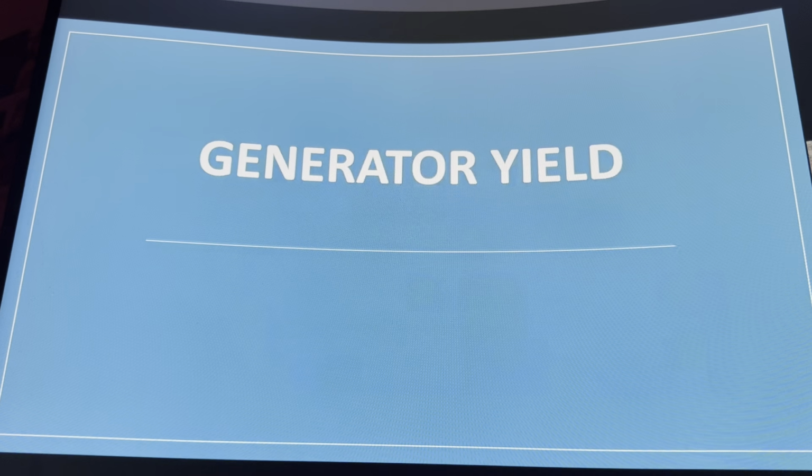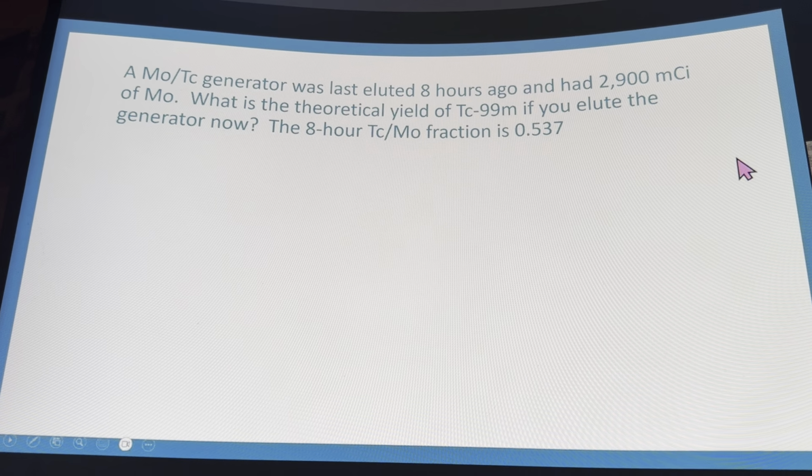All right, let's talk about generators. Generator yield. There's theoretical yield and actual yield. Theoretical is you're looking at this generator and you wonder how much is in there. In theory, there is this much in there. Actual yield, you milk the generator, that's what you actually get.